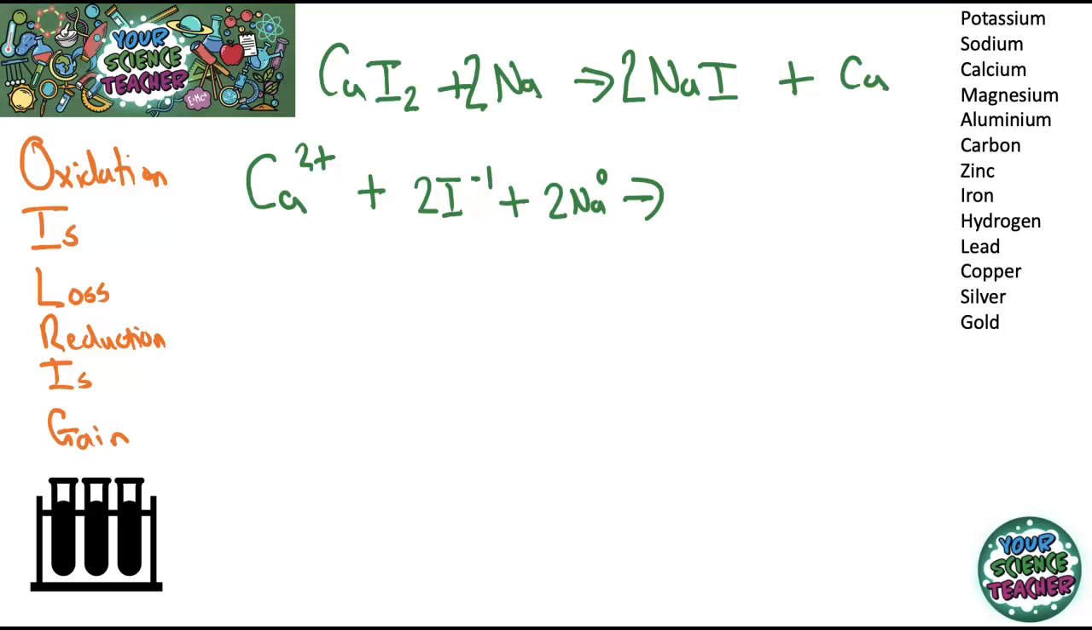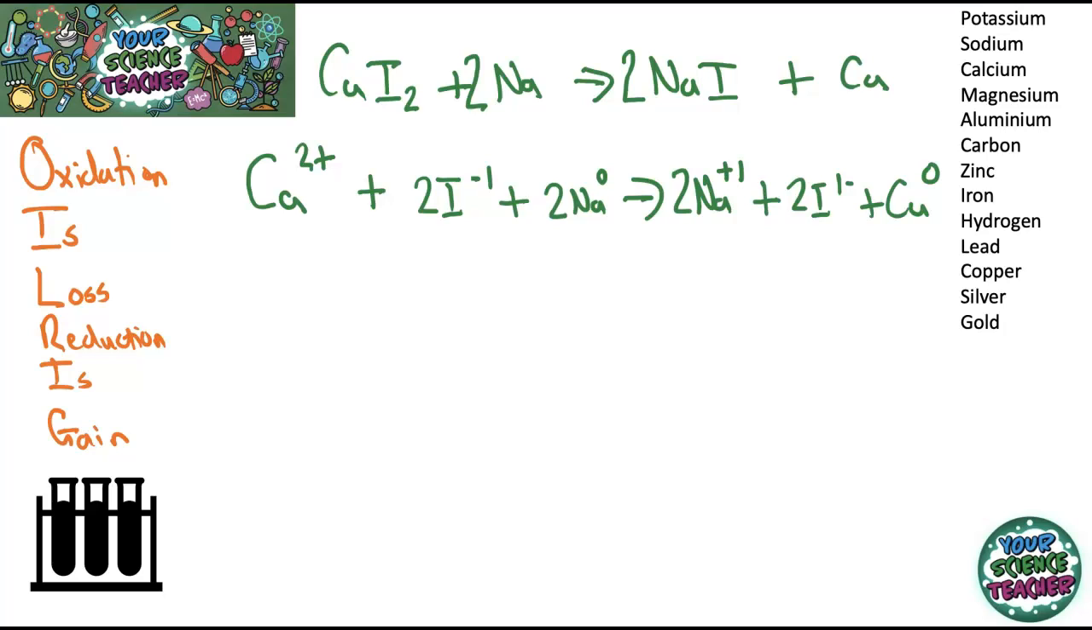And it's going to be 2Na, and now it's bonded to my iodine. And remember, sodium's in group 1, so it has an oxidation state of +1. I still have my 2I 1-, and now my calcium is unbonded. It's going to have an oxidation state of 0.